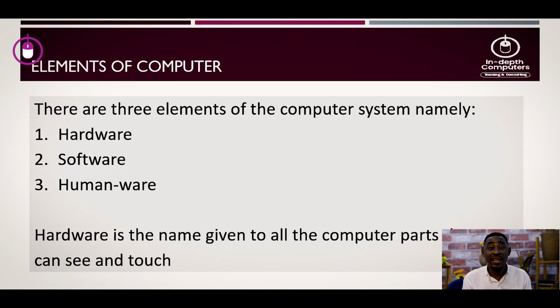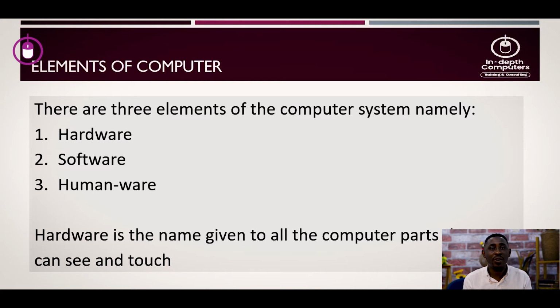When we say elements of computer, we are talking about the things that make up the computer system. One of them is the hardware. And when we say hardware, we are talking about all of the parts of the computer system.